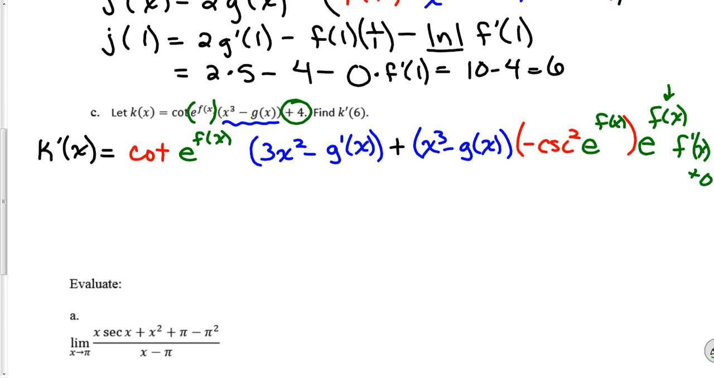So at this point what I'd like for you to do is to plug in the 6 for the x's everywhere, and then go to your table and evaluate. You're not going to get a single number as your answer, and that is perfectly fine. So pause the video here, plug in the 6, and try to evaluate.